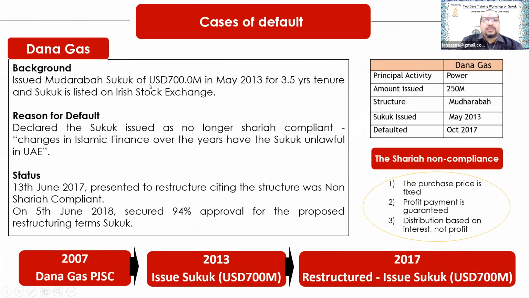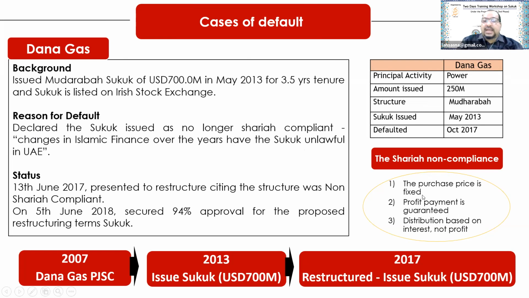It was issued as Mudaraba with 700 million in May 2013 with a 3.5 year term. This is a short-term Sukuk, and it has been listed on the stock exchange. The reason for default: they basically declared that the Sukuk issue was no longer Sharia compliant. A change in Islamic finance over the years made the Sukuk unlawful in the UAE. The claim was that the purchase price is fixed, the profit payments are guaranteed, and the distribution is based on interest. That's basically the complaint.